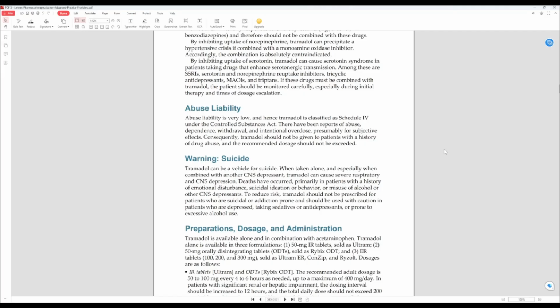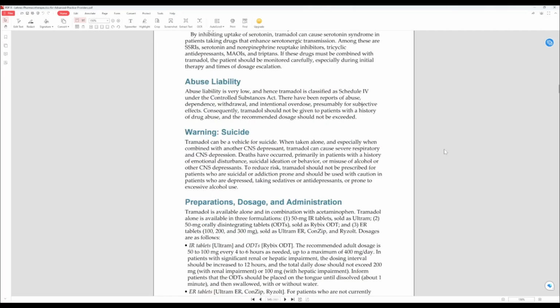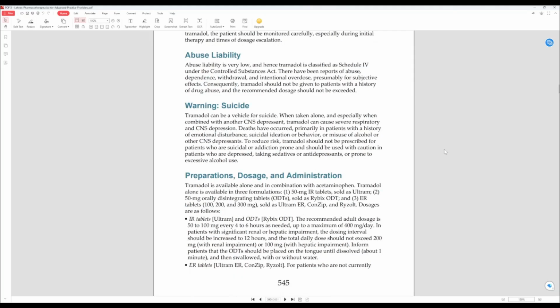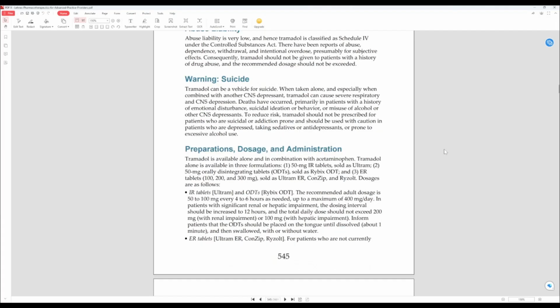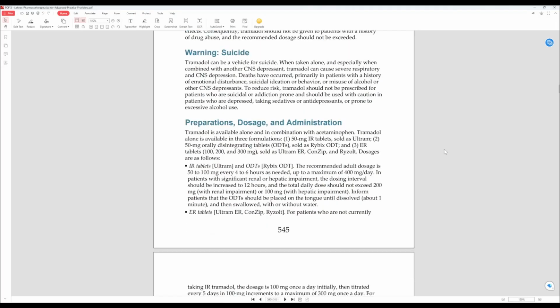If these drugs must be combined with tramadol, the patient should be monitored especially carefully during initial therapy and times of dosing escalation. Its abuse liability is considered very low. Therefore, tramadol is classified Schedule 4 under the Controlled Substances Act. There are reports of abuse, dependence, withdrawal, or intentional overdose, presumably for subjective effects. Consequently, tramadol should not be given to patients who have a history of drug abuse, and the recommended dosage should not be exceeded.